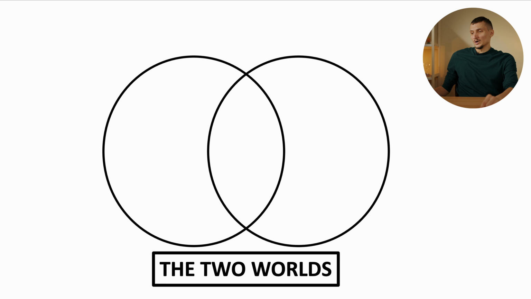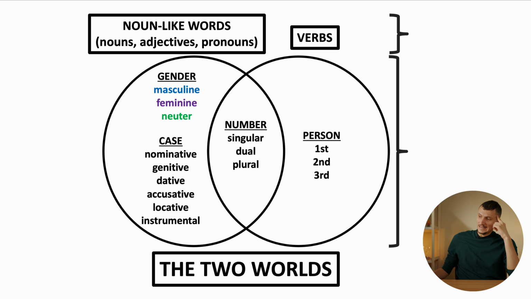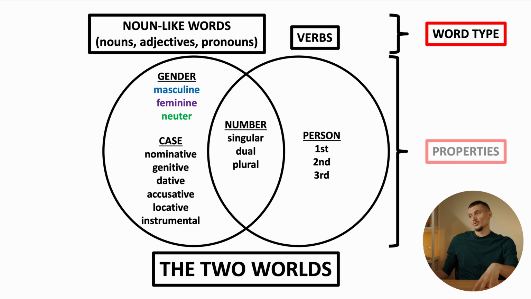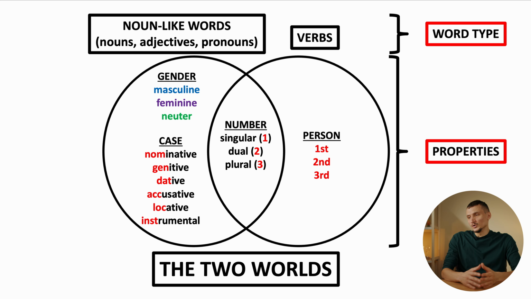And so, back to our two worlds. Last time we had a look at this format focusing more on the word type level. This time we'll focus more on the properties level. And so these are our abbreviations. If we look at cases, the nominative will be abbreviated to NOM, GEN stands for the genitive, DAT stands for the dative, ACC stands for the accusative, LOC is the locative, and INST is the instrumental.